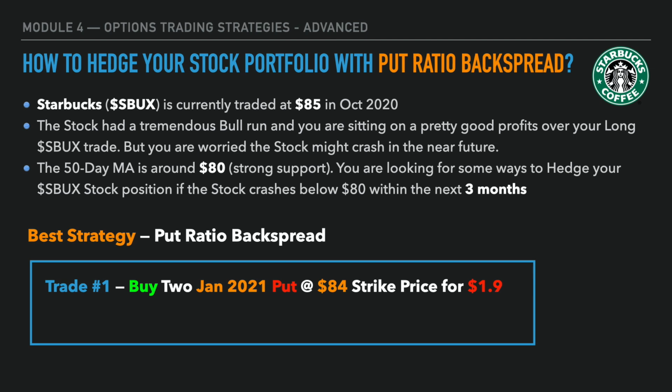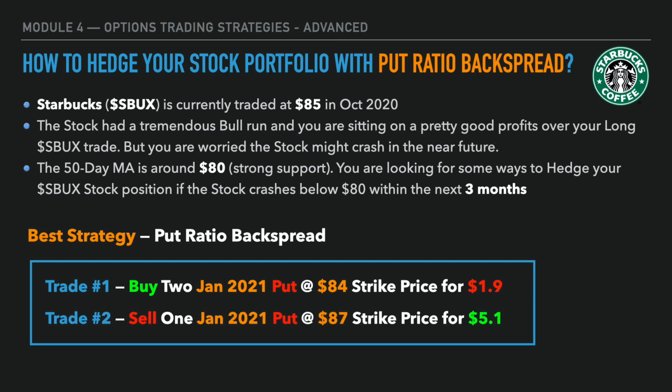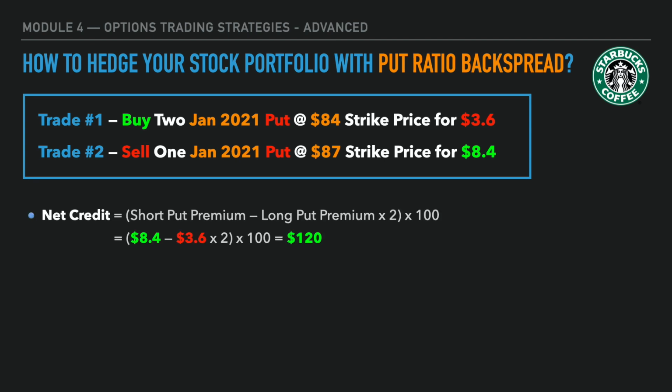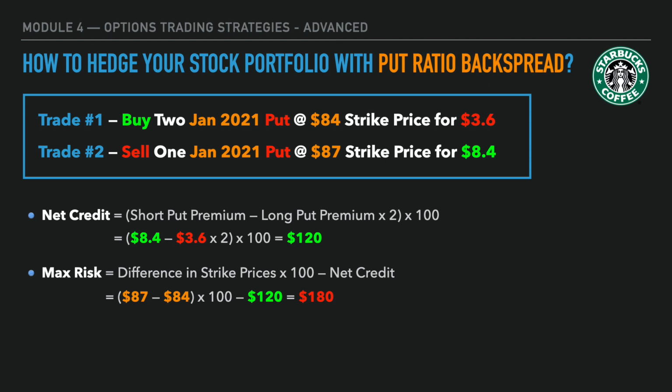First, you buy 2 of Starbucks January 2021 put options at $84 strike with a premium of $1.9 per contract. Then simultaneously, you sell 1 January 2021 put option at $87 strike at the premium of $5.1 per contract. So after this trade, you will have a net credit of $120 that goes into your account. Your maximum risk will be $180 and your maximum reward will be unlimited to the downside.